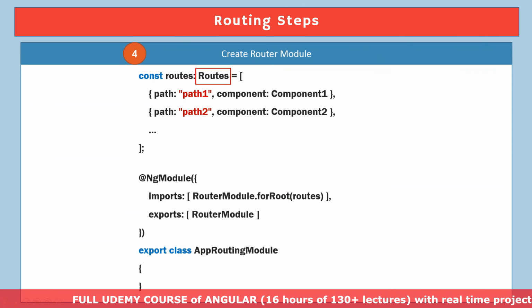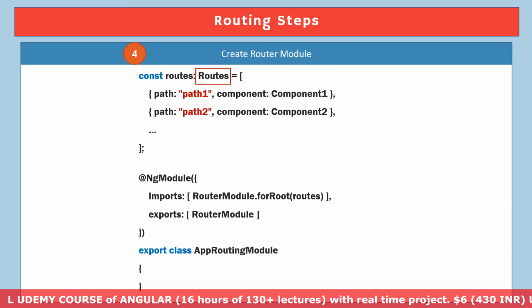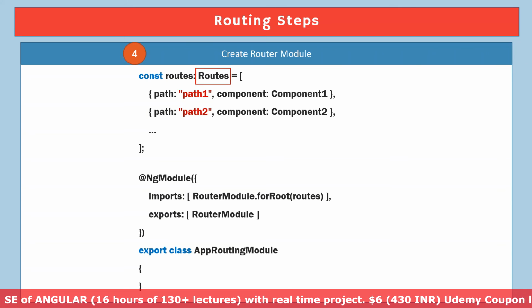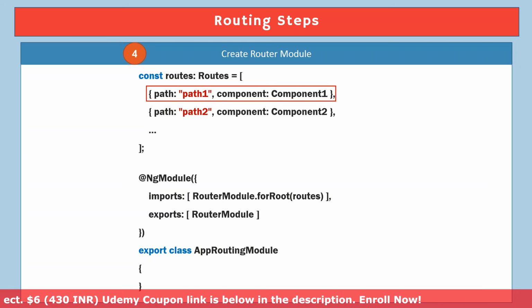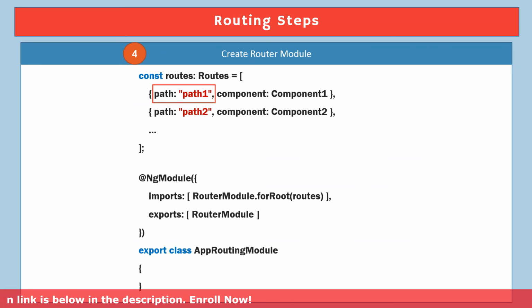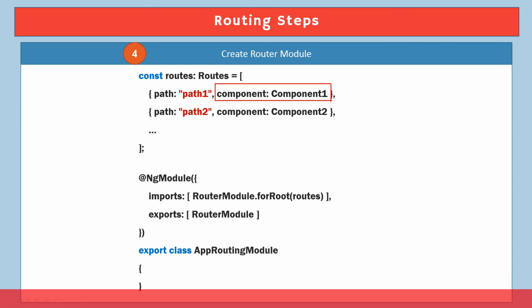The Routes is a type alias, which really means an array of Route interface. The Route interface defines properties such as path, component, etc. Each route is of Route interface type. The path property represents the actual URL based on which the route can be identified. The component property represents the component class, which component should be loaded when the user is navigated to the specified route.